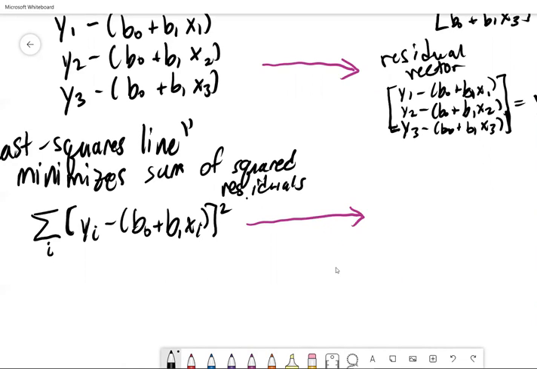So let's write the sum of squared residuals as the squared norm of the residual vector, right? This is the sum of the squared entries of the residual vector, and so is the squared norm of the residual vector. By definition, the squared norm is the sum of the squared entries of a vector. All right, now that's going to be crucial. Let's see if we can figure out why.